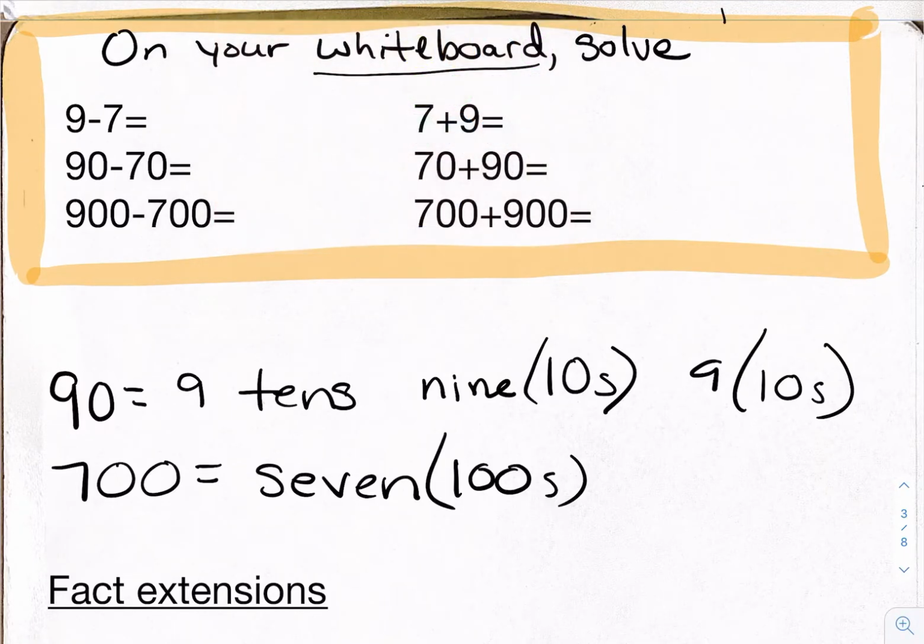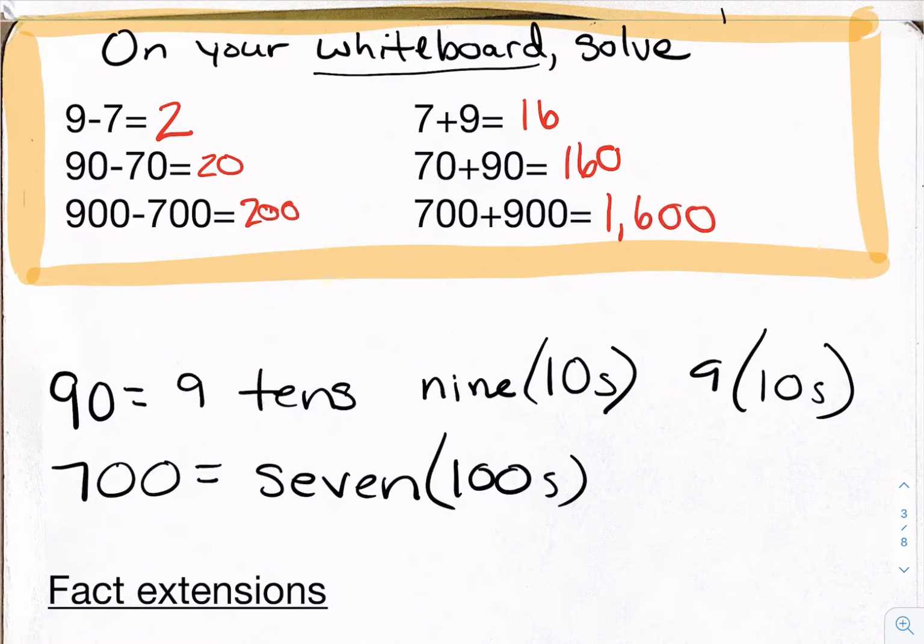But for the answers today, 9 minus 7 is 2. 90 minus 70 is 20. 900 minus 700 is 200. And 7 plus 9 is 16. 70 plus 90 is 160. And 700 plus 900 is 1,600.